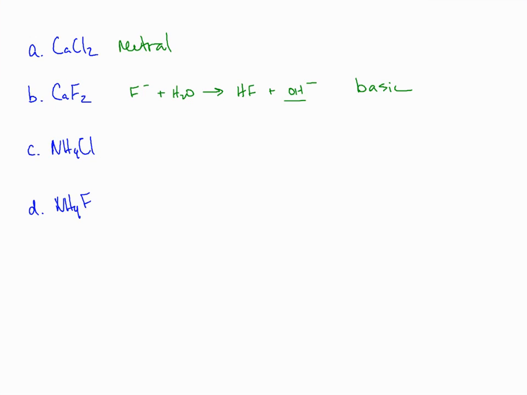In part C, we have NH4Cl, ammonium chloride. Remember, the chloride is not going to affect the pH of the solution, just like here. But this ammonium, maybe. And so we have these ammonium ions and water.